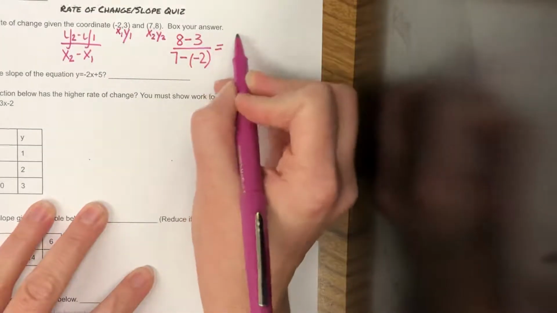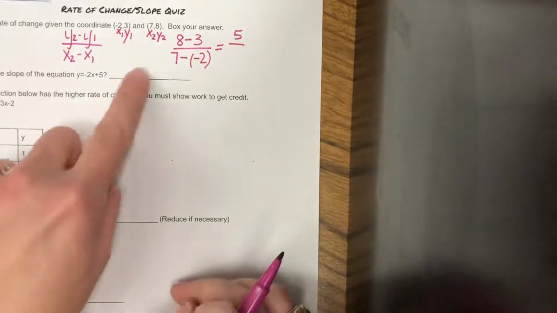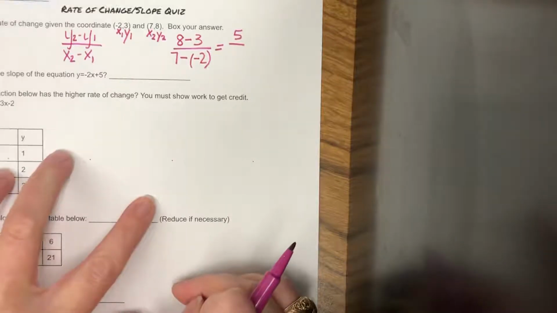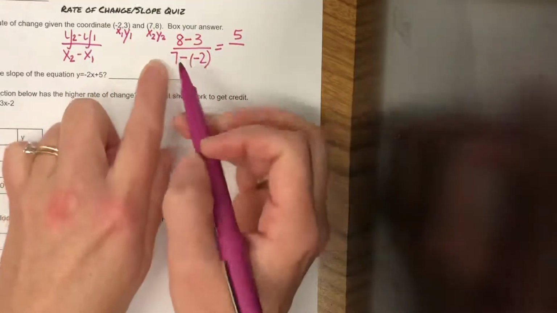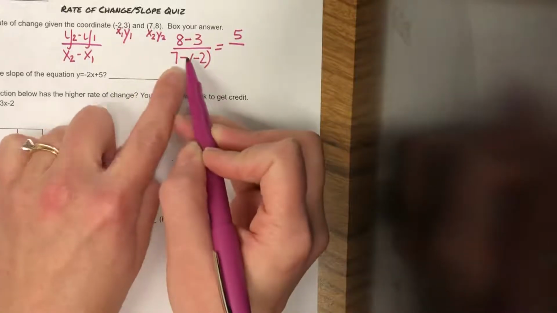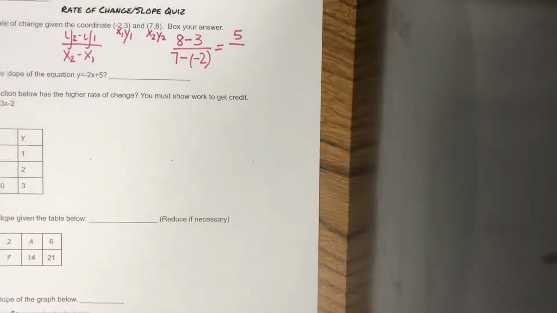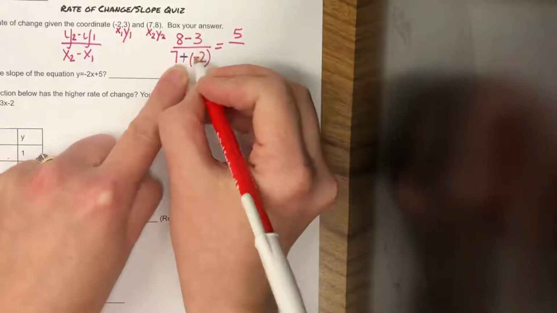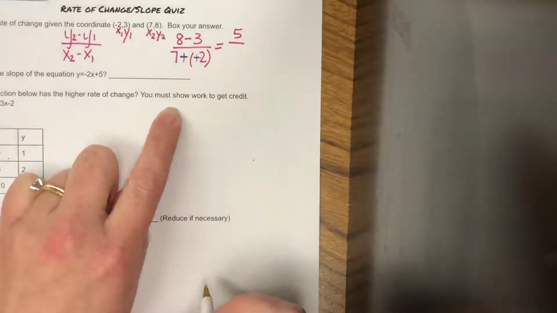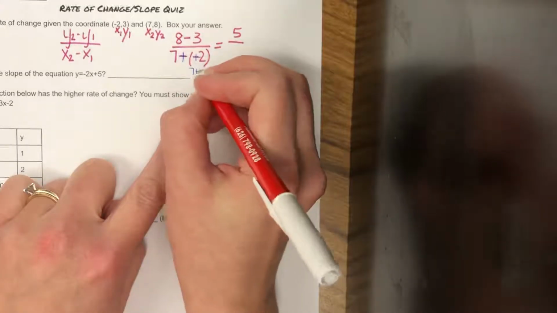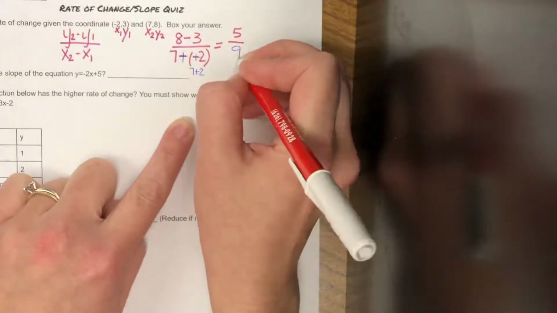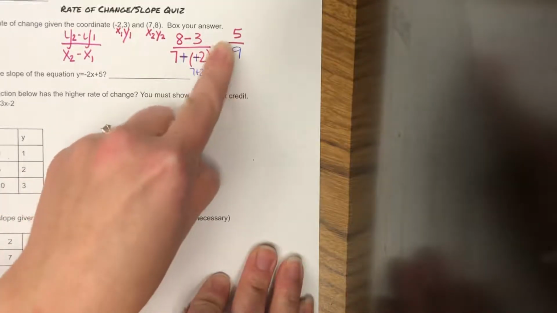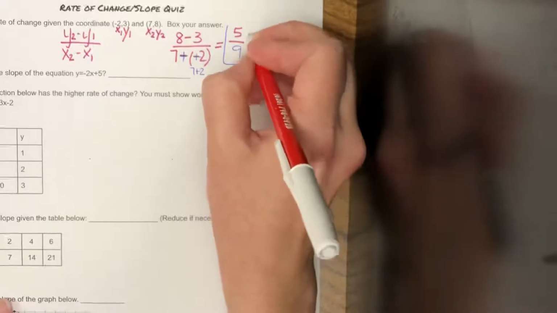So 8 minus 3 is 5. And 7 minus a negative 2, if that looks weird to you, you can use our rule, keep, change, change. I can keep the first number, change the sign, and change the second number. So if it was negative, now it's positive. So now I have 7 plus a positive 2. That's the same as 7 plus 2, which is 9. Double check, I cannot reduce, so that is my slope or my rate of change.